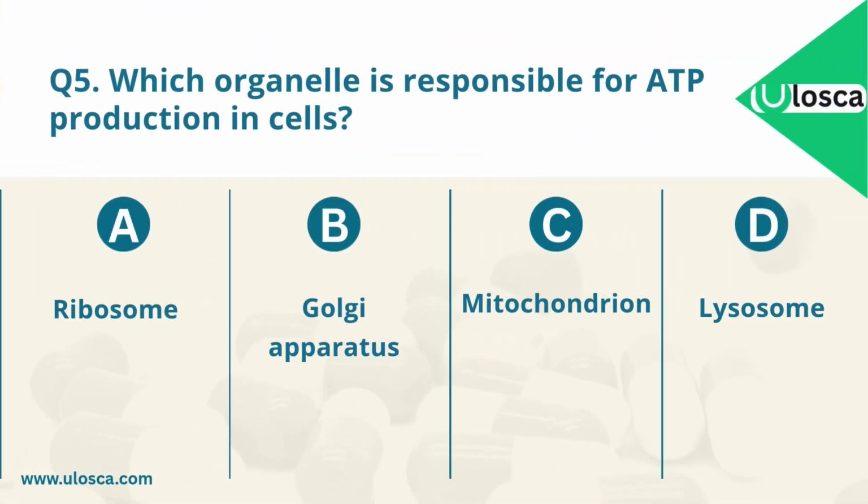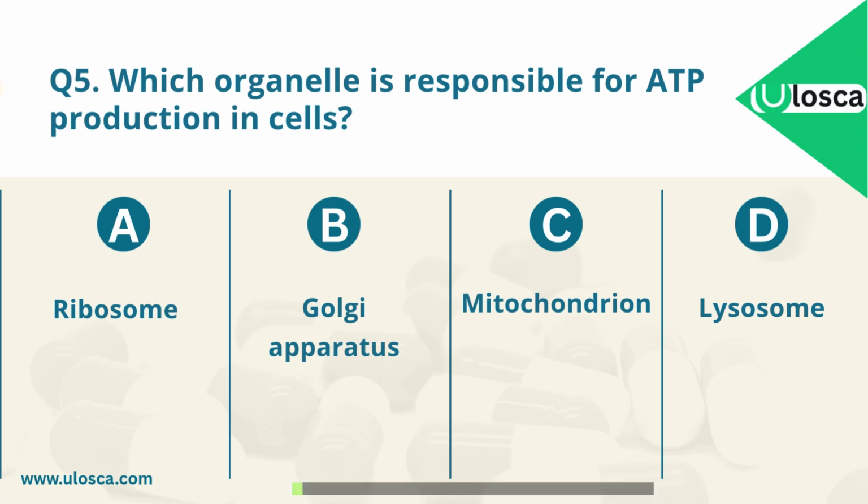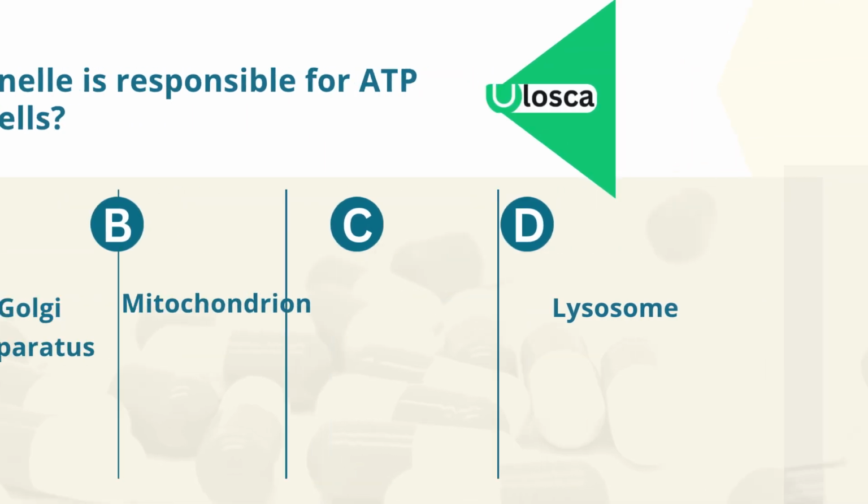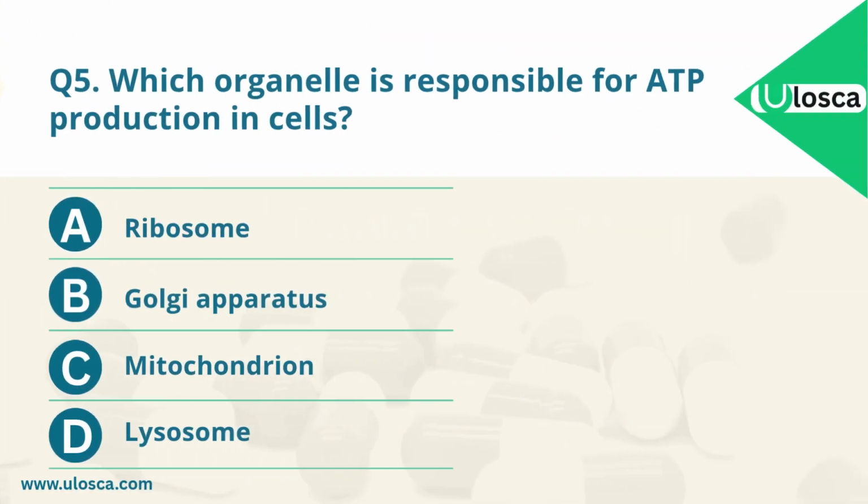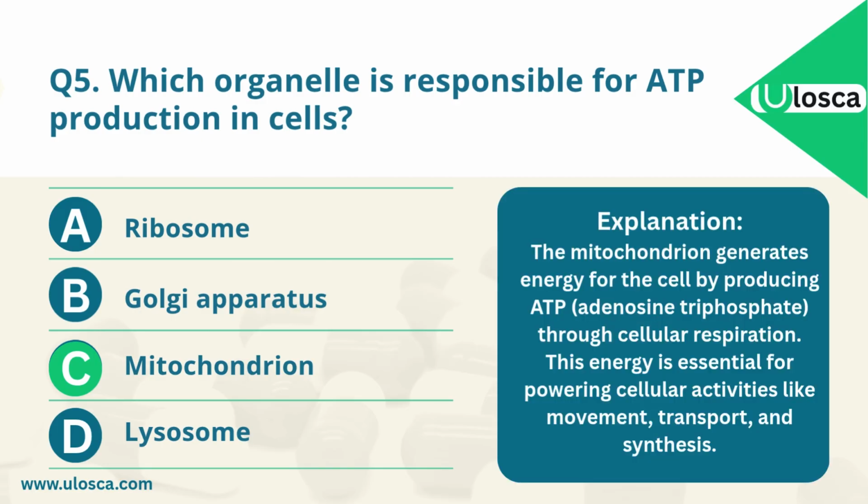Question 5. Which organelle is responsible for ADP production in cells? A. Ribosome. B. Golgi apparatus. C. Mitochondrion. D. Lysosome. Which one is the correct answer? The correct answer is C. Mitochondrion. Explanation. The mitochondrion generates energy for the cell by producing ADP through cellular respiration. This energy is essential for powering cellular activities like movement, transport, and synthesis.